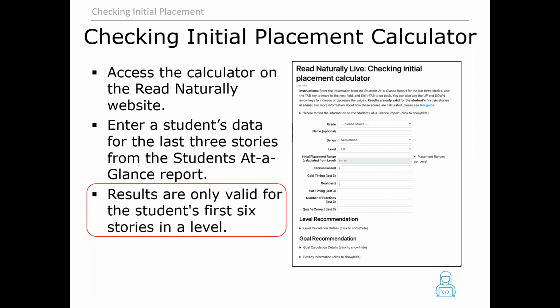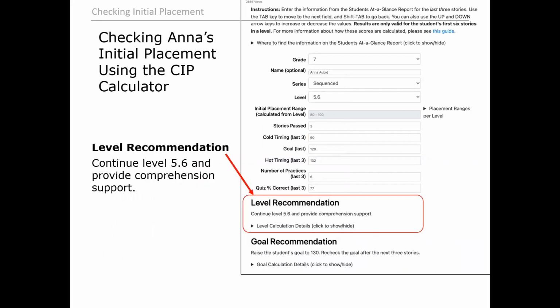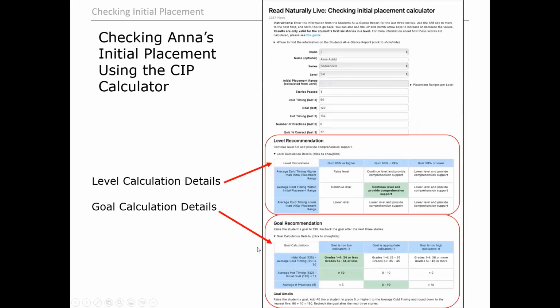So when you pull this calculator up on the website, all you're going to do is take your students' data and plug the data from this report into this location on the website. The number of the level, the number of stories, average cold timing, goal, average hot timing, number of practices, quiz. It tells us, look, continue level 5.6 and worry about comprehension a little bit. That's exactly what we decided, right? And for the goal, it tells us you should raise the goal by 10, to 130. If you click on these triangles next to it, it provides you with those tables that I showed you.